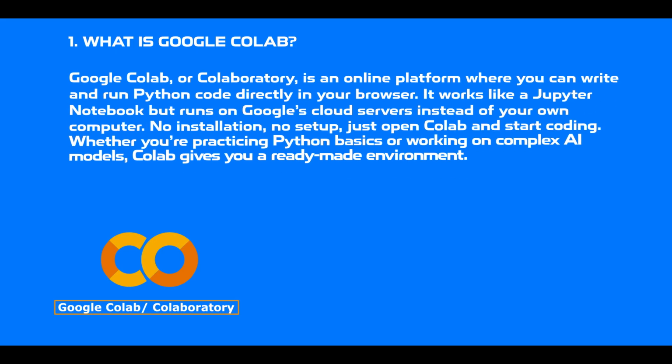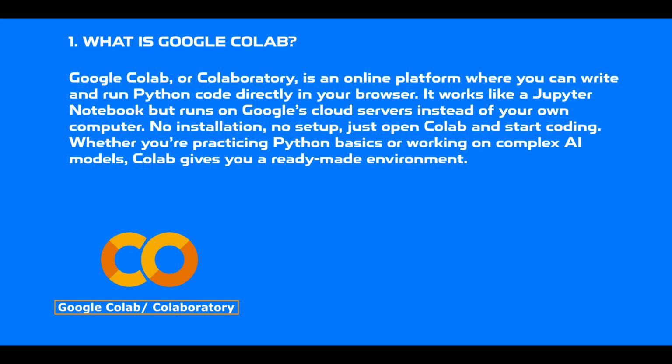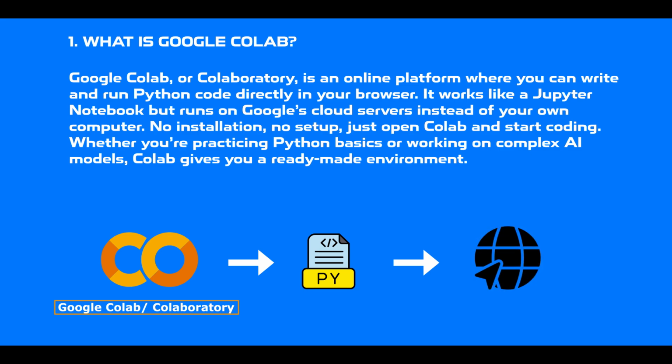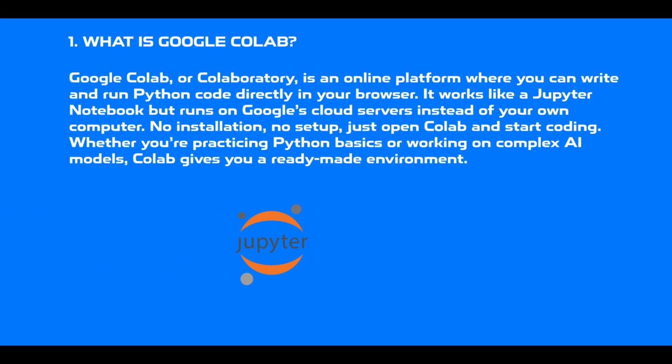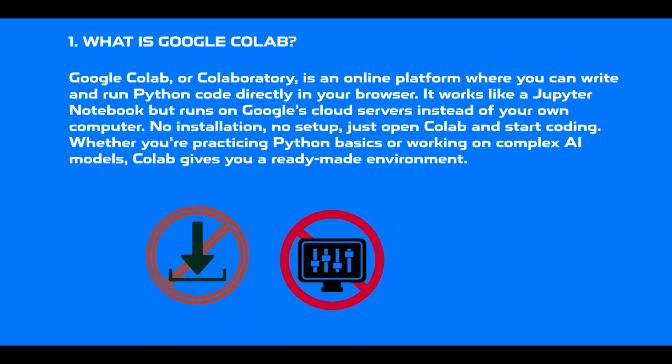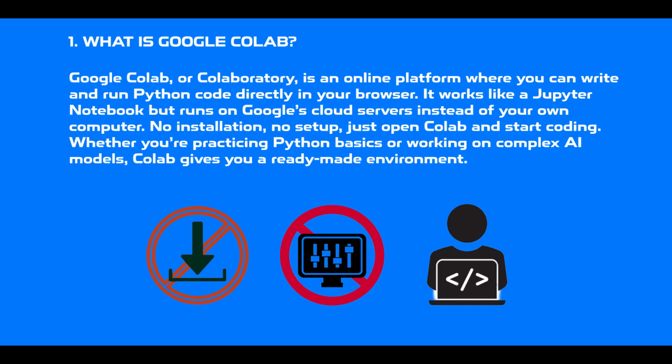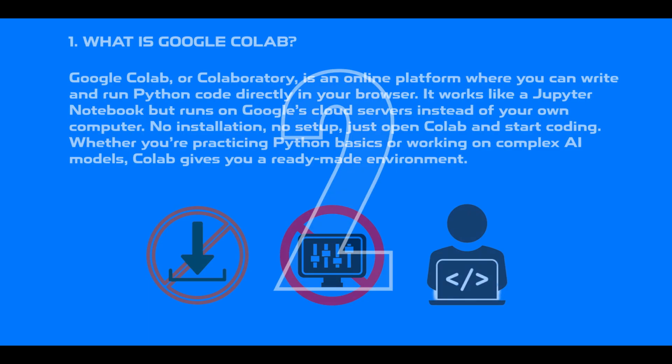1. What is Google Colab? Google Colab, or Colaboratory, is an online platform where you can write and run Python code directly in your browser. It works like a Jupyter notebook but runs on Google's cloud servers instead of your own computer. No installation, no setup, just open Colab and start coding. Whether you're practicing Python basics or working on complex AI models, Colab gives you a ready-made environment.